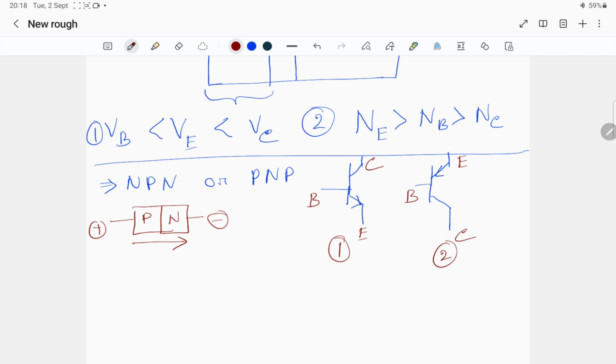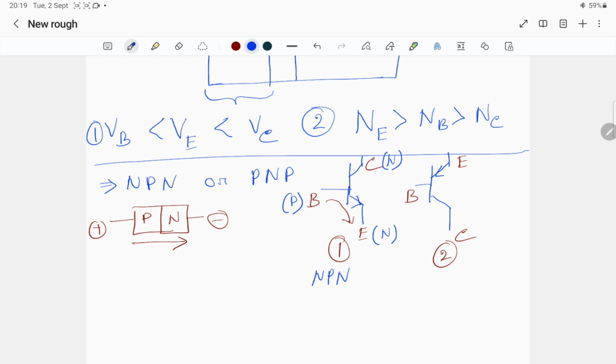So in the first case, current is moving from base to emitter, that tells me that base must be p type and emitter must be n type. Now we just discussed that emitter and collector have the same type of doping. That means the collector would be n as well. So the first one is my NPN transistor, right?